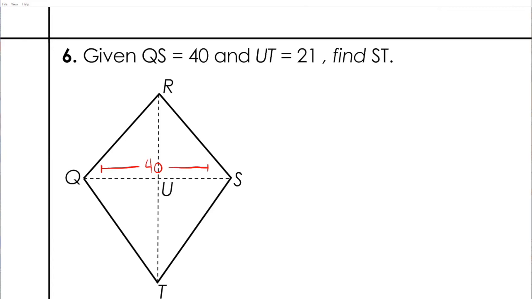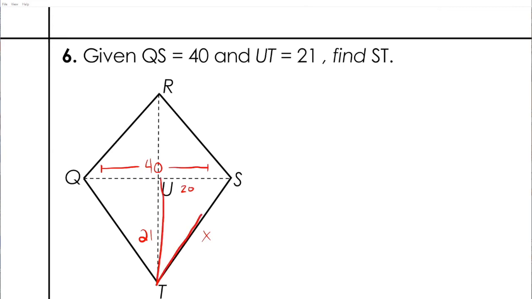Okay, so QS is 40 and UT is 21. They want us to find the length of ST. Like I said at the beginning, it's going to be a lot of triangle math because it's just 4 triangles put together. That middle diagonal is always going to be bisected by our long diagonal. So this piece is 20.